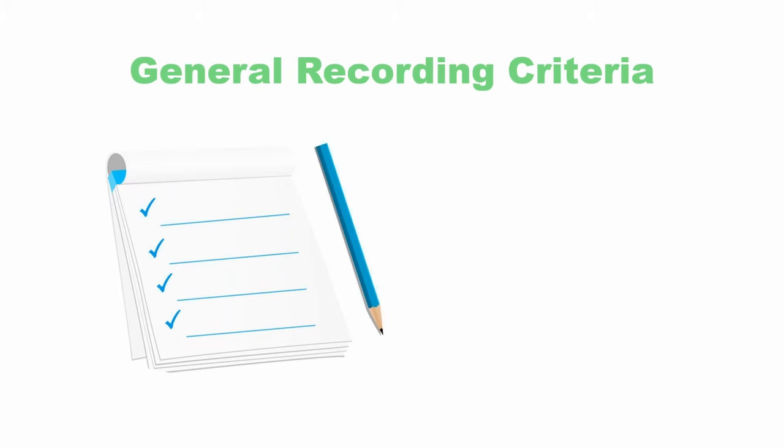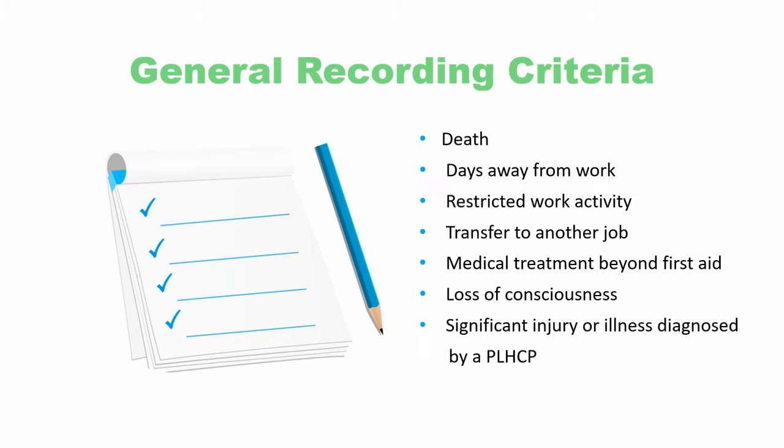So now, when do we need to record an injury? So Emily, when we're looking specifically at general recording criteria, if your company experiences one or more of the following, you'll need to record it: death, days away from work, restricted work activity, transfer to another job, medical treatment beyond first aid, loss of consciousness, or a significant injury or illness diagnosed by a physician or licensed healthcare professional. Don't worry, we will go into detail a little later on how OSHA defines the differences between medical treatment and first aid. For now, it is also important to know that all work-related cases involving loss of consciousness must be recorded.